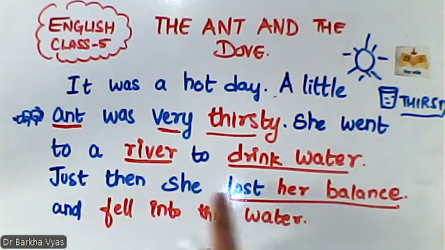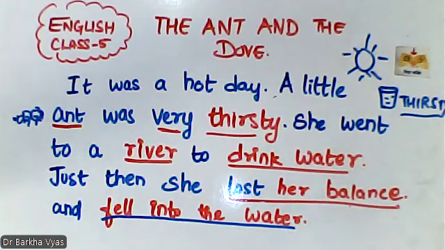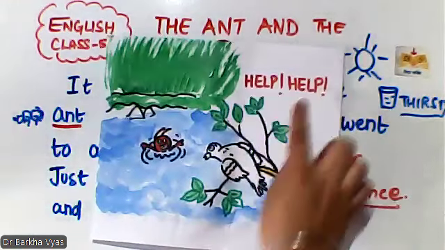Just then she lost her balance. What happened? She lost her balance. Uh-oh. क्या करे? She lost her balance यानी कि संतुलन खो बैठना. So she lost her balance and fell into the water. Where did she fall? She fell into the water. And she shouted, "Help, help, help, help."